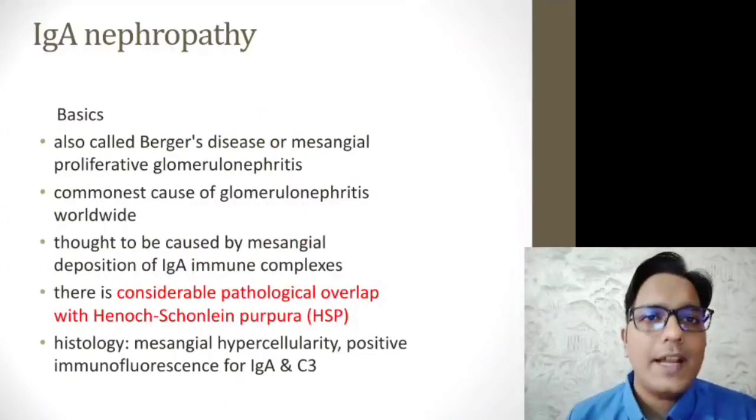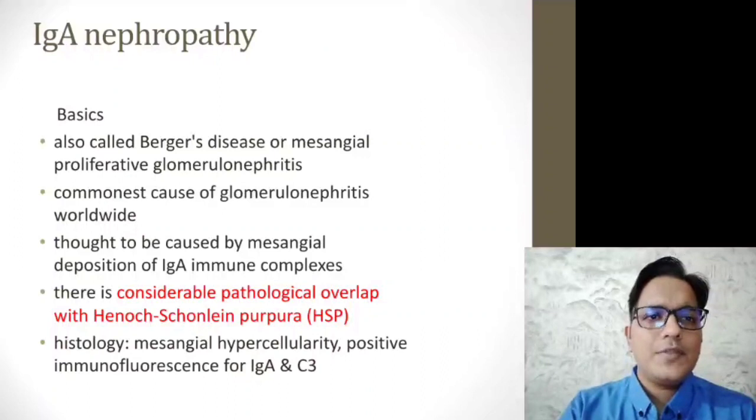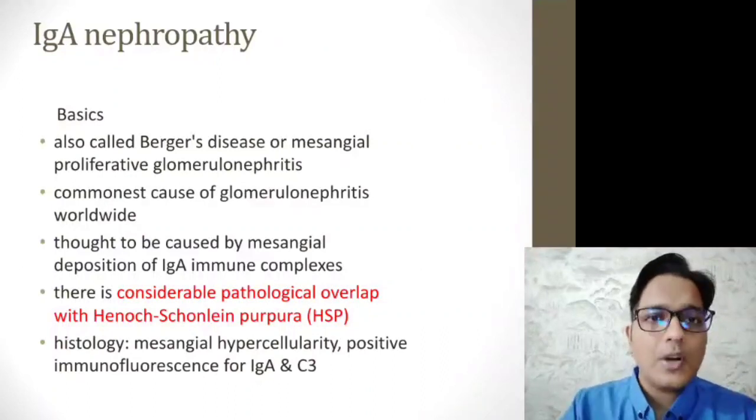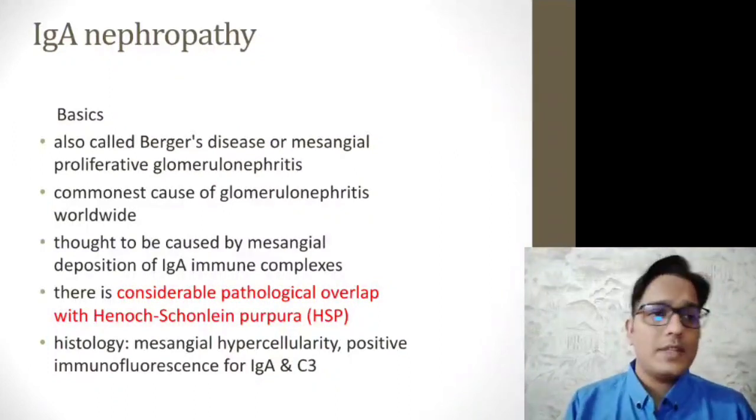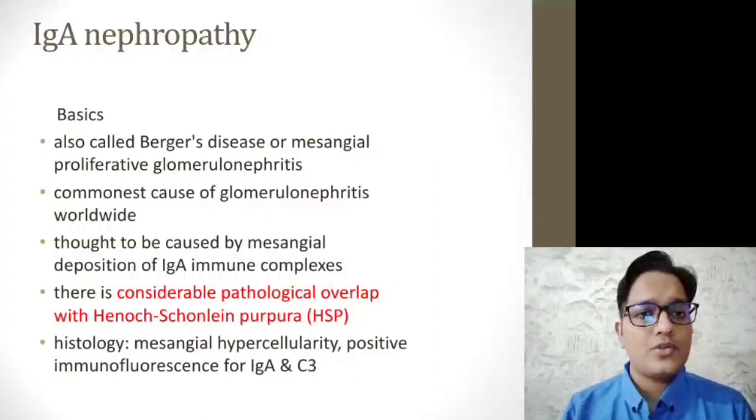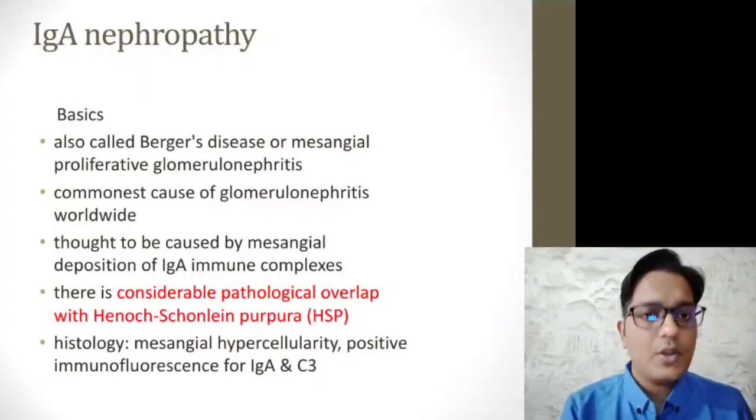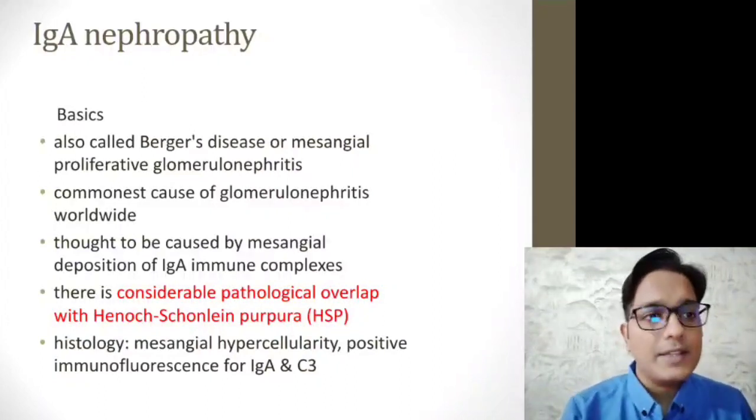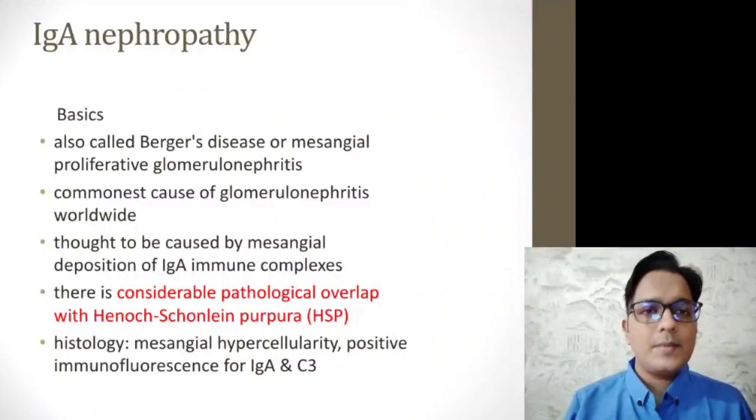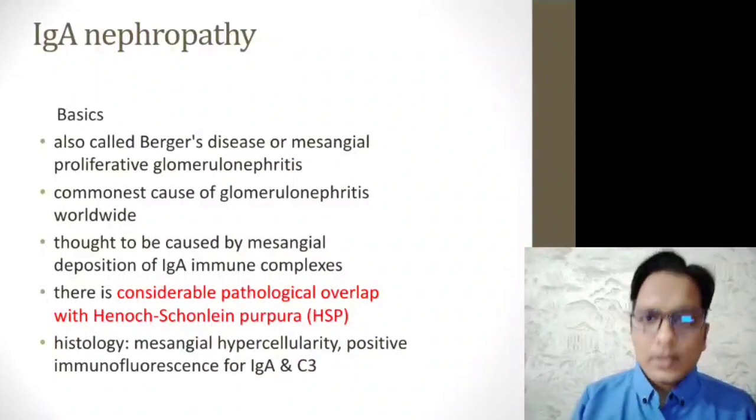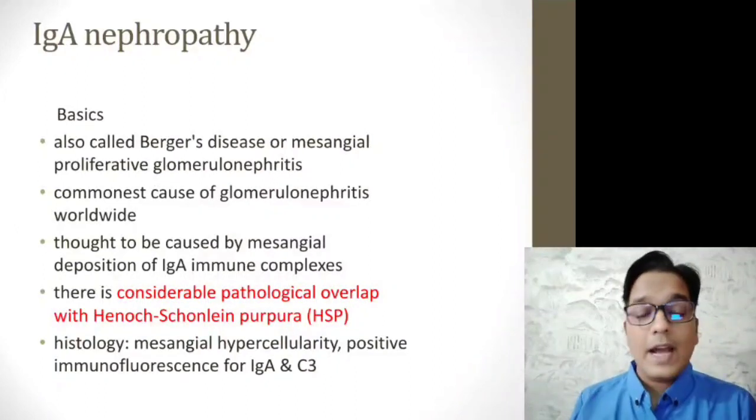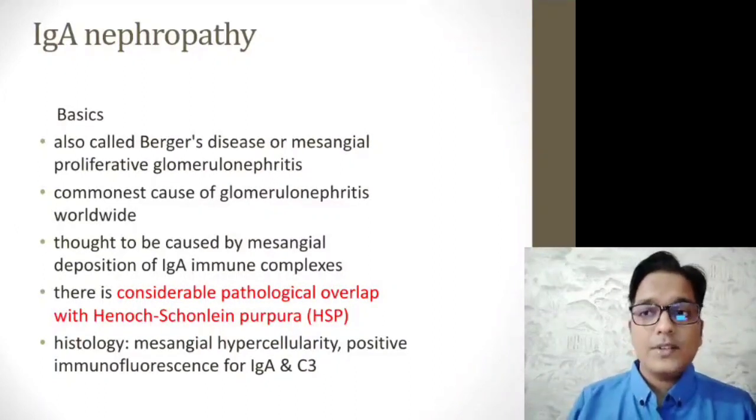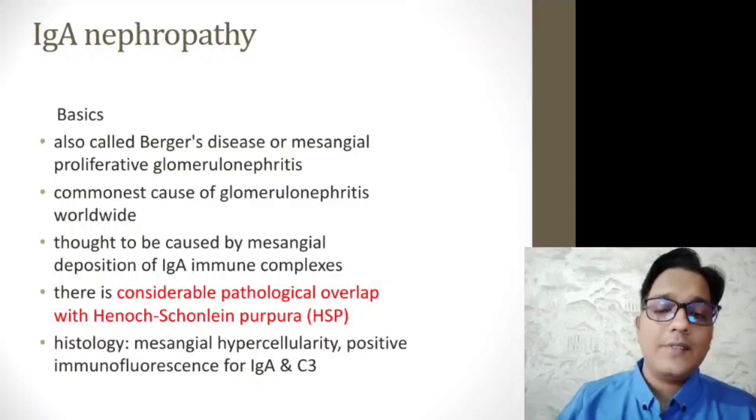Now we come towards the IgA nephropathy, or mesangial proliferative glomerulonephritis. It is the commonest cause of glomerulonephritis, and sometimes it overlaps with HSP, Henoch-Schönlein purpura, which is also named IgA vasculitis. So when there is a systemic illness involving all the systems, it is called Henoch-Schönlein purpura. It is named IgA vasculitis because there is deposition of IgA in various areas.